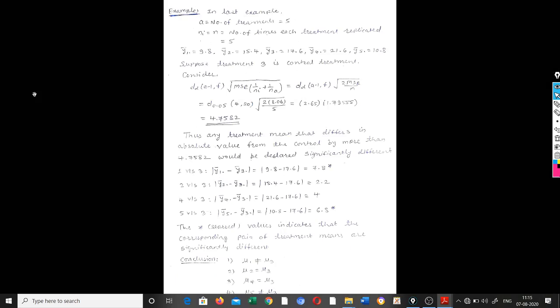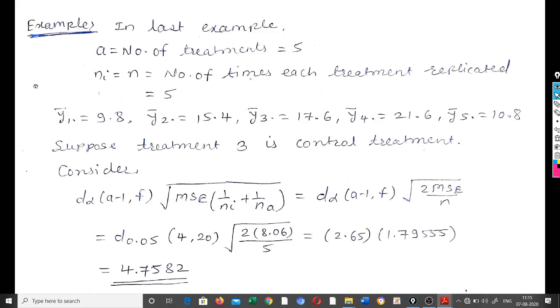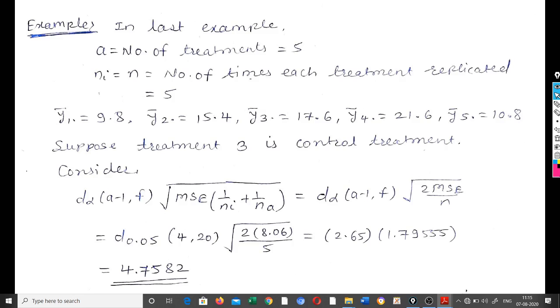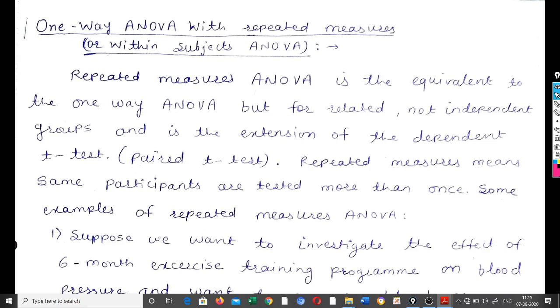When we want to compare all other treatments with the control treatment, then we use the Dunnett test. The next topic is one-way ANOVA with repeated measures, or it is called within-subjects ANOVA.